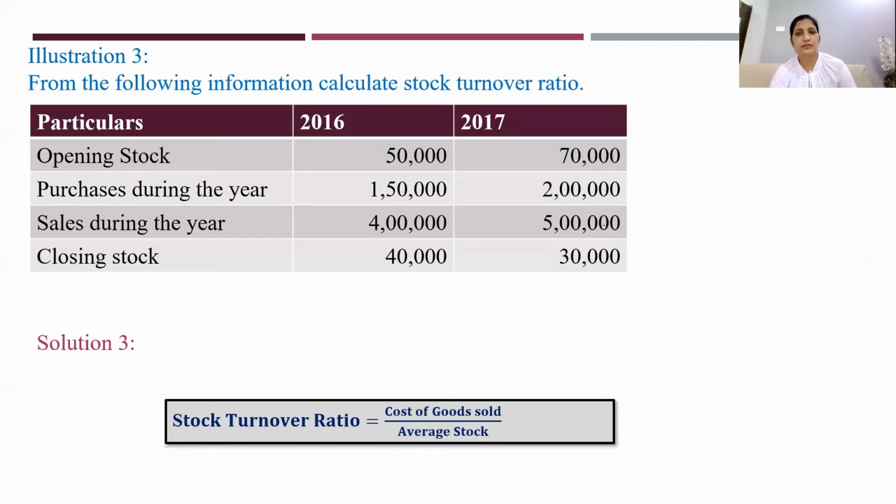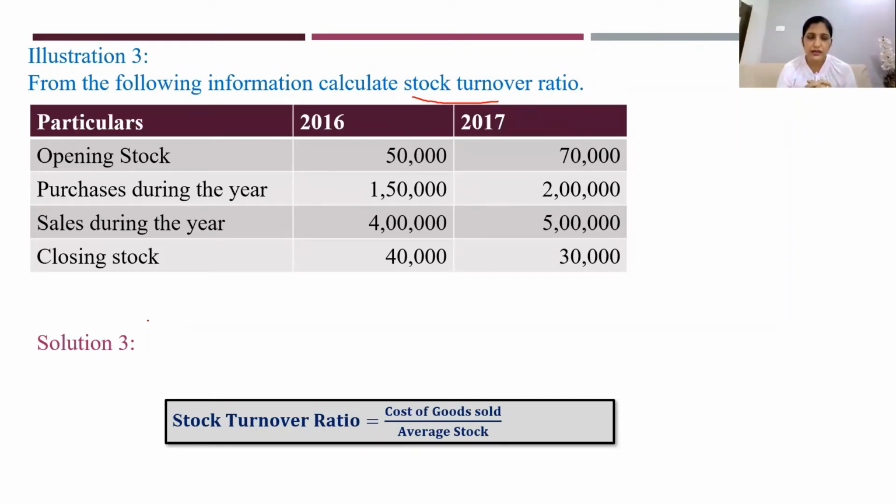Take down this problem. From the following information, calculate a stock turnover ratio. We have 2 years here. Draw this table with 3 columns: particulars, 2016 and 2017. Opening stock 50,000, 70,000. Purchases during the year 1,50,000 and 2 lakhs. Sales during the year 4 lakhs and 5 lakhs. Closing stock 40,000 and 30,000. Stock turnover ratio is cost of goods sold divided by average stock.